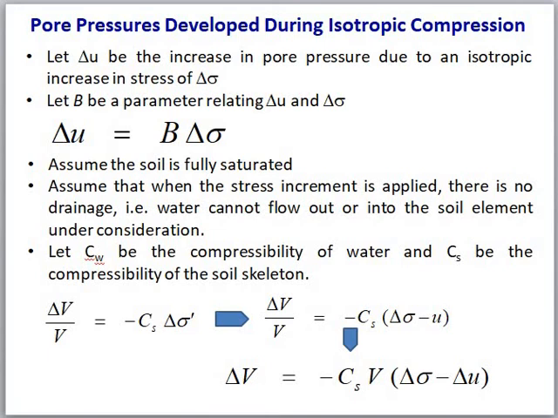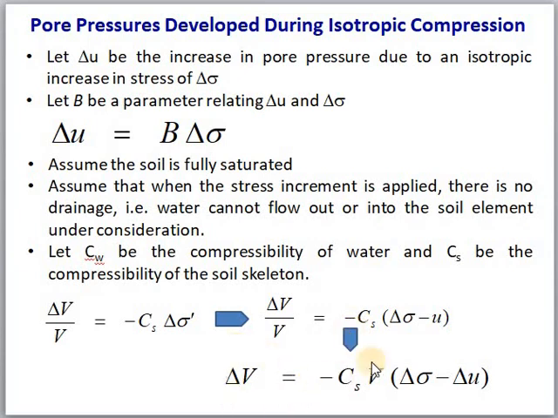Now this soil is fully saturated, so we are considering a fully saturated condition. That means there is no drainage, so water cannot flow, and there will be a continuous increment of stress by delta sigma. Let Cw be the compressibility of water and Cs be the compressibility of the soil skeleton. We had this expression already: delta V by V equal to minus Cs delta sigma dash, and this delta sigma dash can be written as delta sigma minus delta U. In this equation I haven't put delta U, but it is delta U.